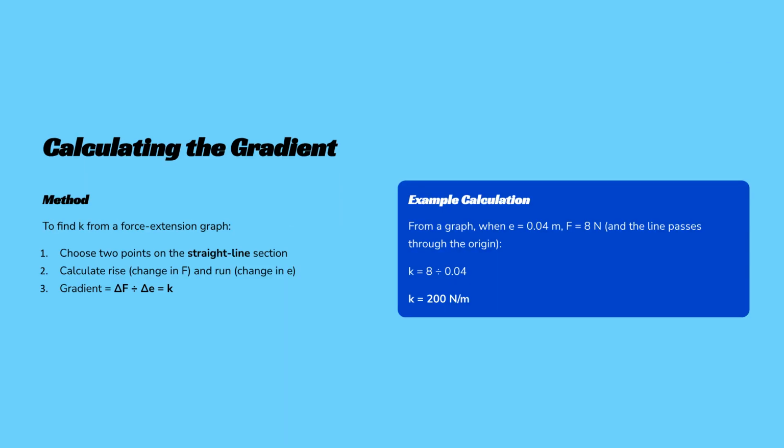To calculate the gradient, pick 2 points on the straight line part of your graph, find the rise in force, and the run in extension. Divide the rise by the run to find your spring constant K.